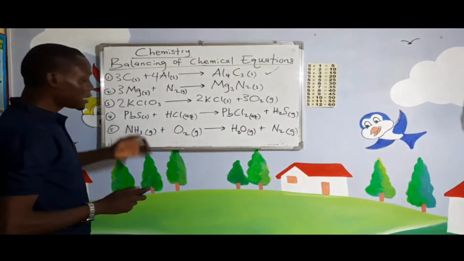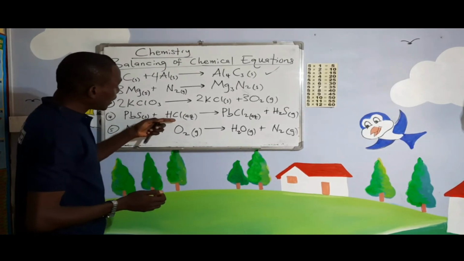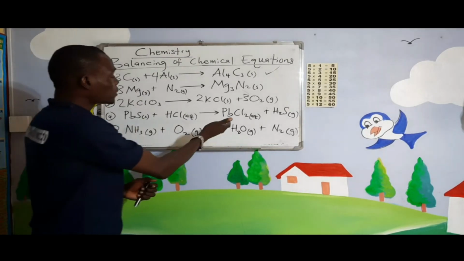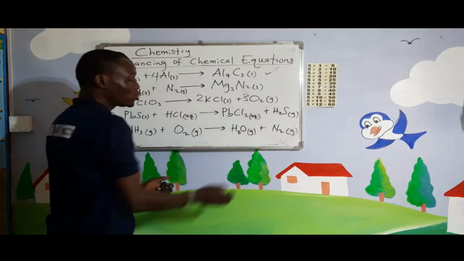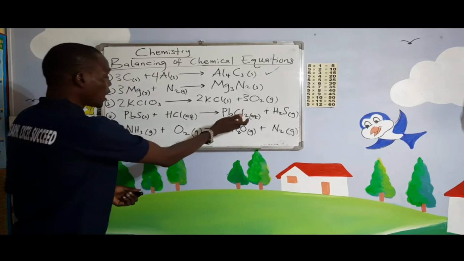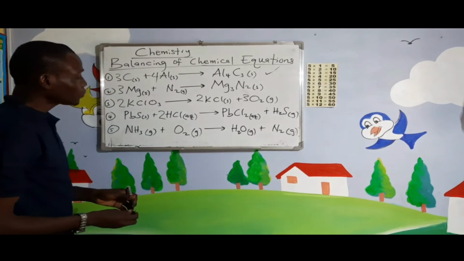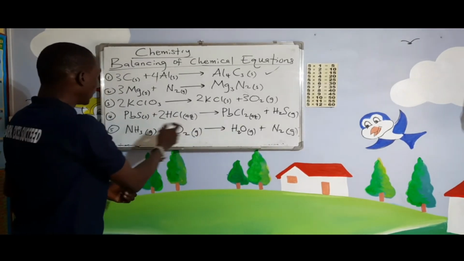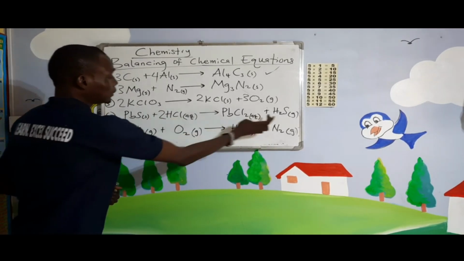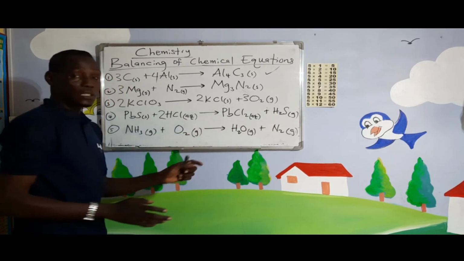Then the fourth one is a reaction involving lead(II) sulfide and hydrochloric acid. The products are lead(II) chloride and hydrogen sulfide gas. The equation is not balanced, so to balance it, since we have 2 chlorine atoms here, you put 2 here. So lead atom is 1, here is 1, sulfur is 1, here is 1, hydrogen here is 2, here is 2, chlorine 2 and 2. So the fourth equation is balanced.